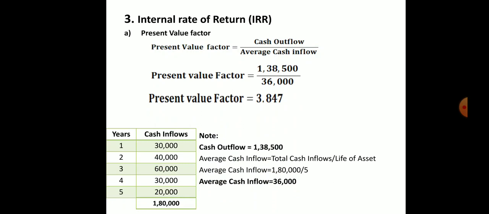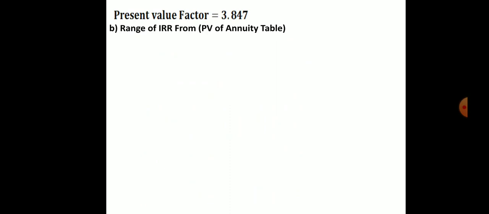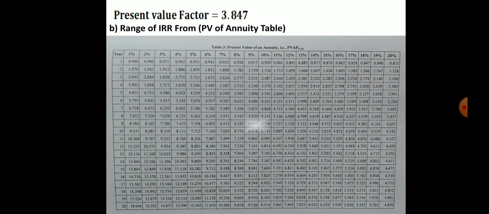Next we will calculate the range of IRR. From the annuity table we have to find it. This is the present value of annuity table. I have shared this table in your Google Classroom also. If you have any doubt, you can check it once. So from this table, how do we find the range?